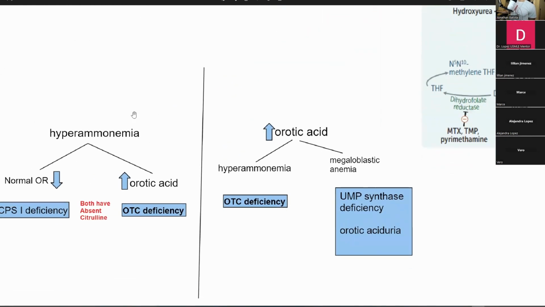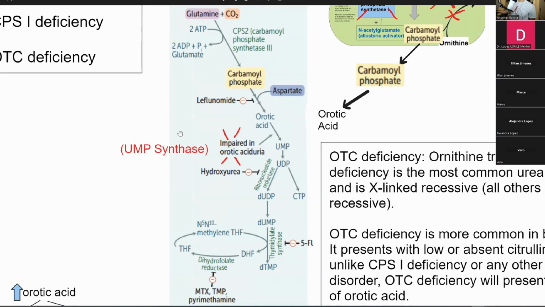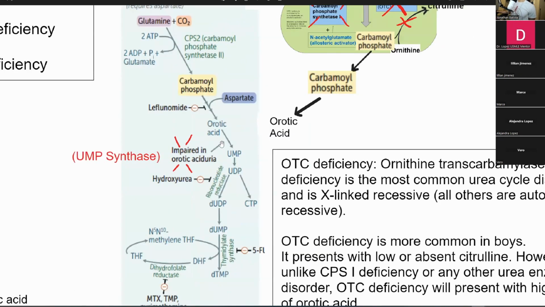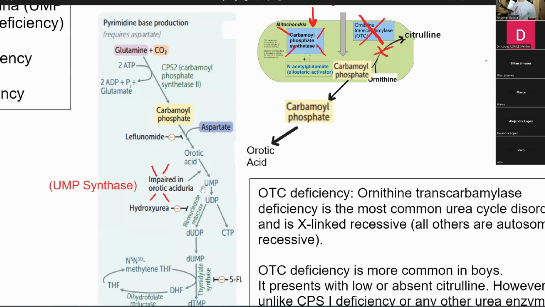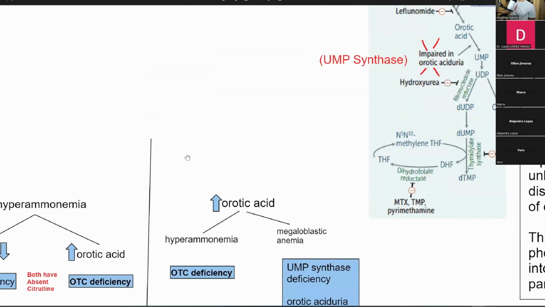Hyperammonemia is going to be found in these two enzymes. Why are we going to see it in these two enzymes? I'll tell you why. These are enzymes of the urea cycle. The enzyme I presented to you here, UMP synthase, is not an enzyme of the urea cycle. It's an enzyme of de novo synthesis. So let's put this into our mind.